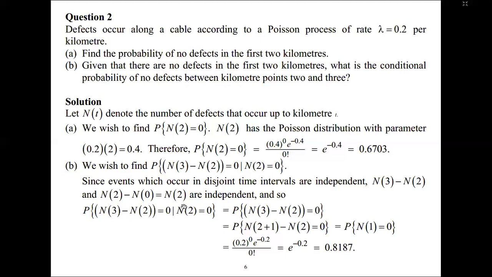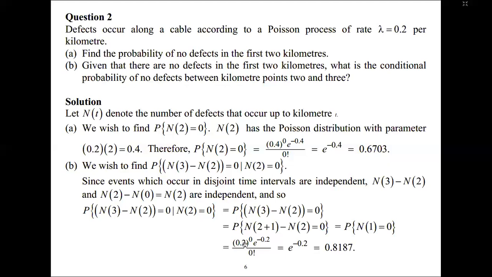This condition will not be relevant when they are independent. It will not affect the probability, so you can remove the condition because of independence. The probability is the same as the probability that no event occurs in the interval 2 to 3. And between 2 and 3, it's only 1 unit. Do you get it? And for 1 unit, the rate is 0.2.